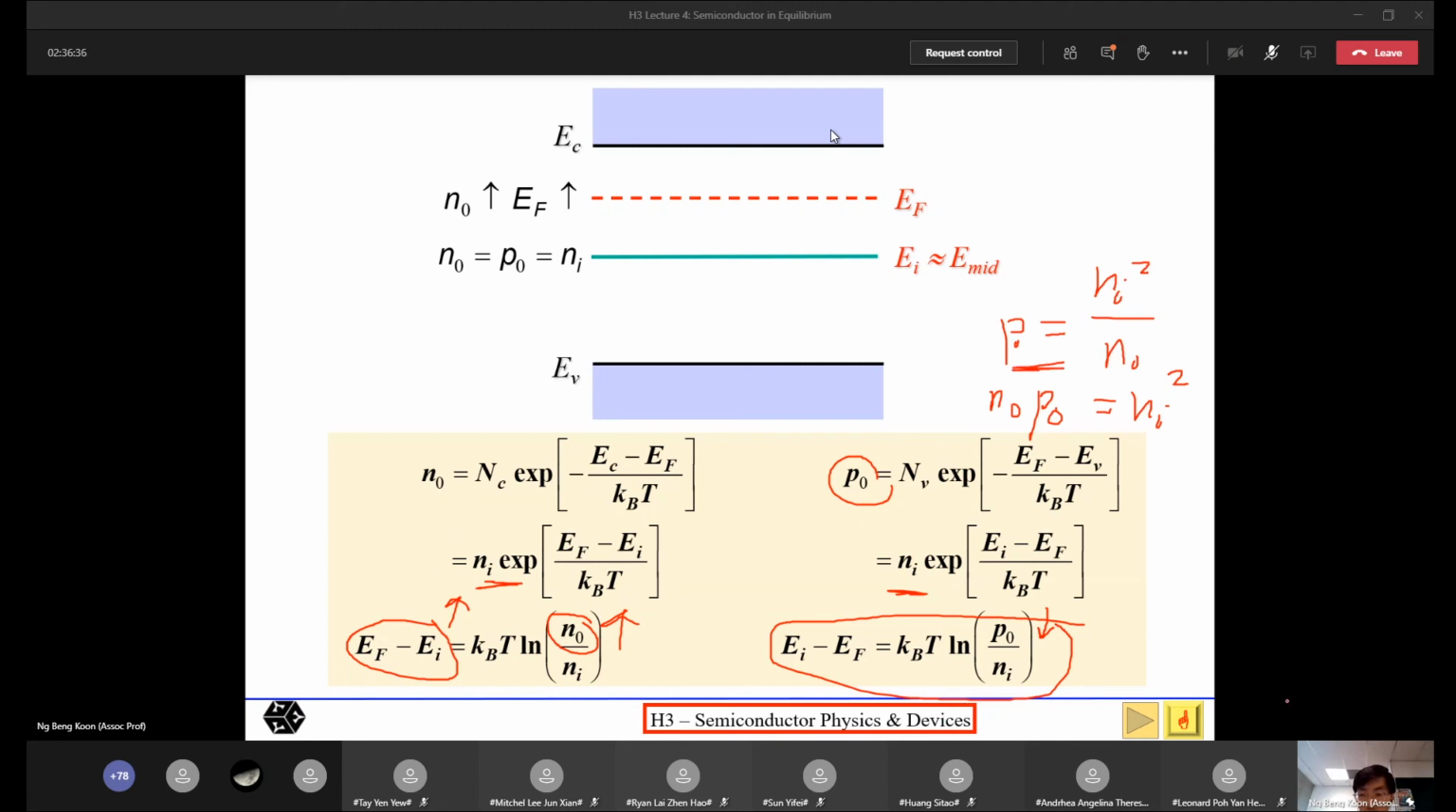So if P0 is small, then the difference between EI and EF will also be small. Sorry, EI minus EF is small, and in fact it's negative actually. So it's the other way, and the Fermi level will be above the intrinsic Fermi level, which is consistent with what you expect in this case. Everybody get it? Maybe not so clear.